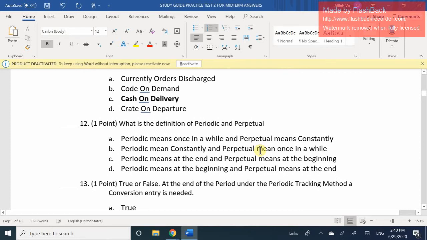Number 12, what is the definition of periodic and perpetual? Okay, is it A, periodic means once in a while, and perpetual means constantly? Or does periodic mean constantly and perpetual means once in a while? Or is it C, periodic means at the end of the period, and perpetual means at the beginning? Or D, periodic means at the beginning and perpetual means at the end? A. Yes, A is correct.